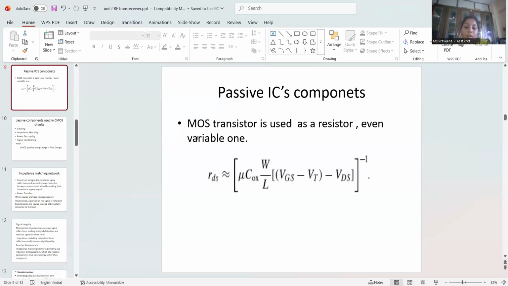If the MOSFET operates in the linear region, it behaves like a voltage controlled resistor. If VGS increases, the RDS decreases. That is, the MOSFET conducts more current.